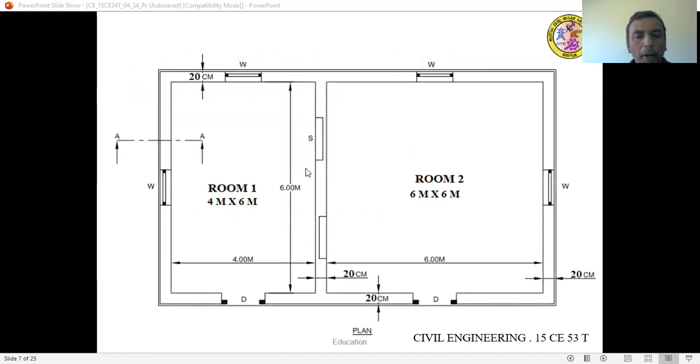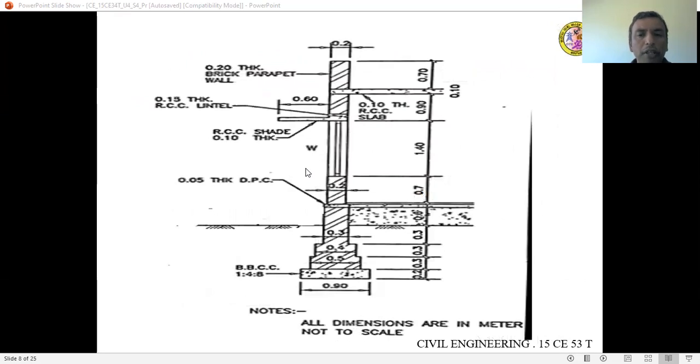Next one. This is the plan of the particular building, and this is the cross section of the particular wall. In this cross section, all the dimensions of the different items of work are given from the bottom to the top of the building. The lowest part of the structure is called PCC, cement concrete 1:4:8. The width of PCC is given as 0.9 meter and the depth of PCC is given as 0.2 meter. Above the PCC, this is called the first footing, and above the first footing, this is called the second footing.